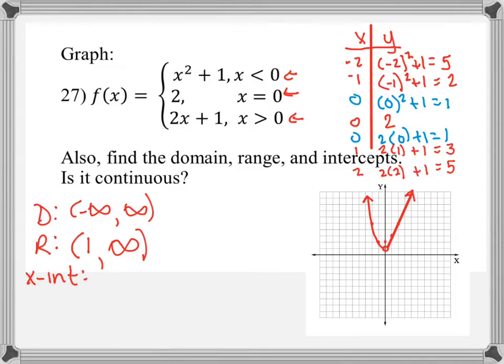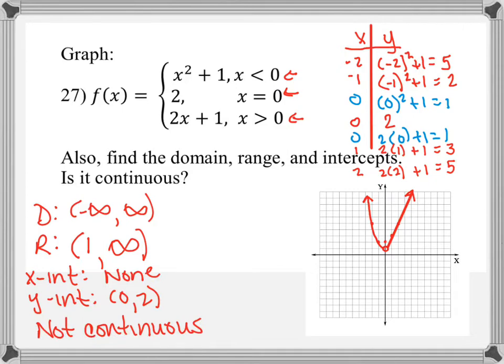Intercepts. So let's look at the x-intercept. Does it touch or cross the x-axis? No. So there are no x-intercepts. Y-intercepts. The y-intercept is (0, 2), where we actually have the solid defined point. Is it continuous? Well, if we're looking at this graph, could we draw this graph without lifting our pencil from the paper? No, because of that point at (0, 2), we'd have to lift our pencil from the paper. So this is not continuous.